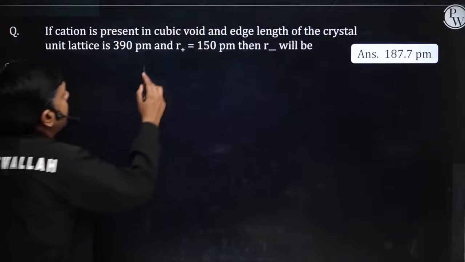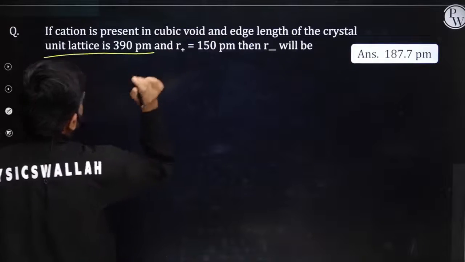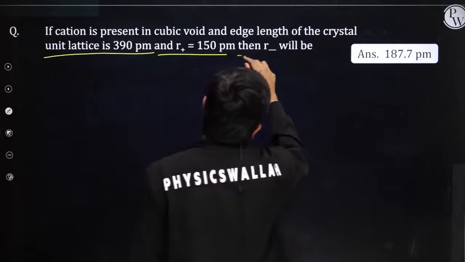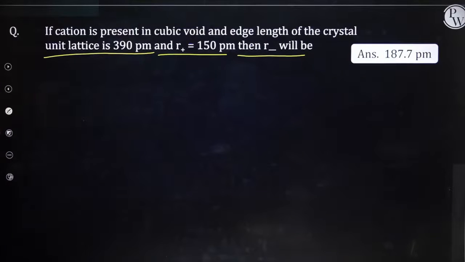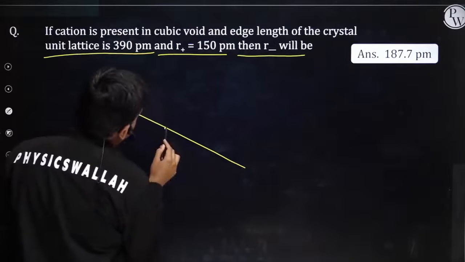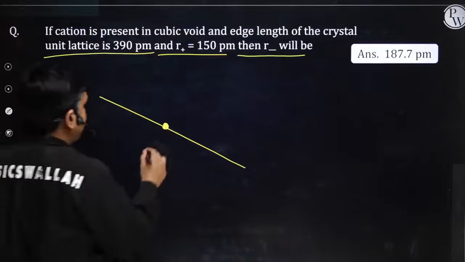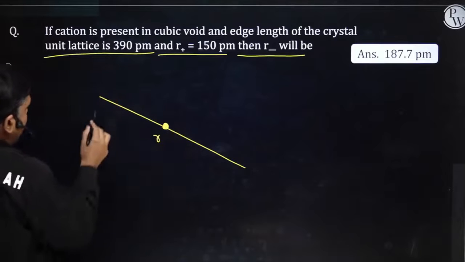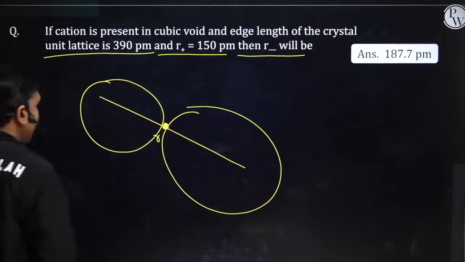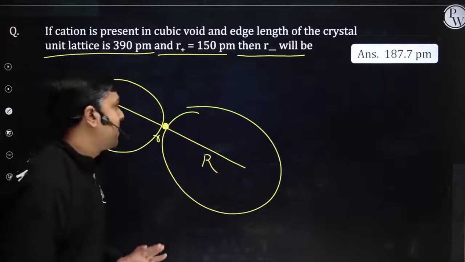If a cation is placed in a cubic void and the edge length of the crystal unit cell is 390 picometer, R+ is 150 picometer, then R- will be? Okay, I'm having a cubical void, right? So the cation is placed exactly at the body center, right, students? This is the cation. Now anions are placed here, anions placed here, right? This is the radius of anion, R-. I hope these things are clear, students.